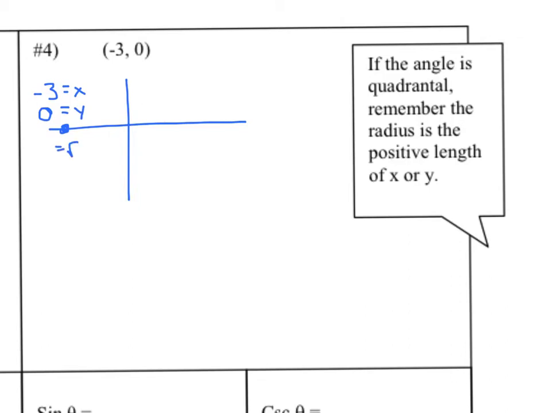Well, r is the radius. The radius of the circle is the distance from the center of the circle to the circle. I know there's no circle here, but we could draw one if we wanted. So if x is 3 units away from the center, that means that the radius is 3 units away from the center. So we know what x, y, and r are, sorry, without doing the Pythagorean theorem, because it's a quadrantal angle. Now we just need to answer the questions.